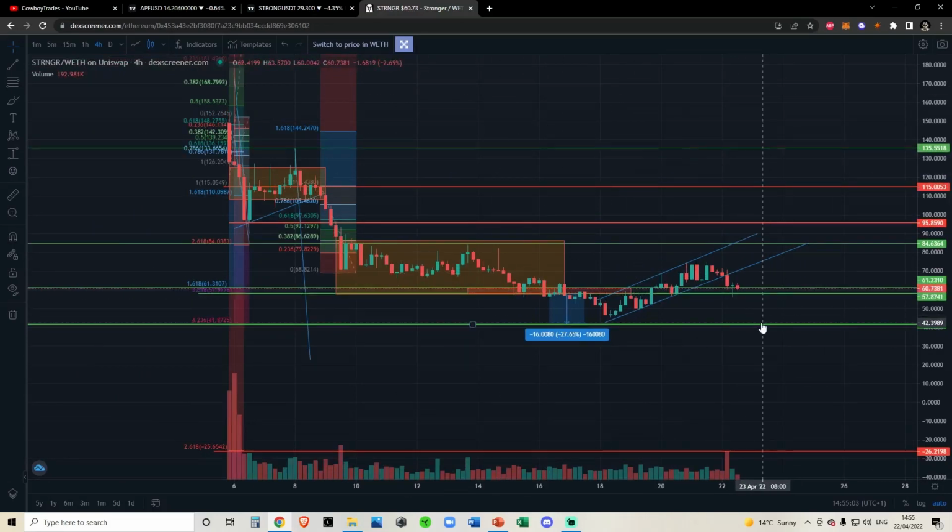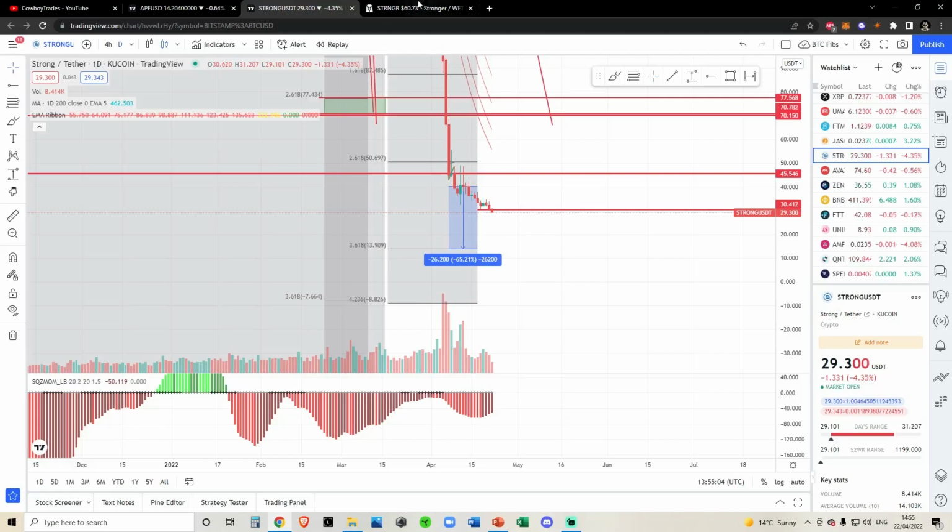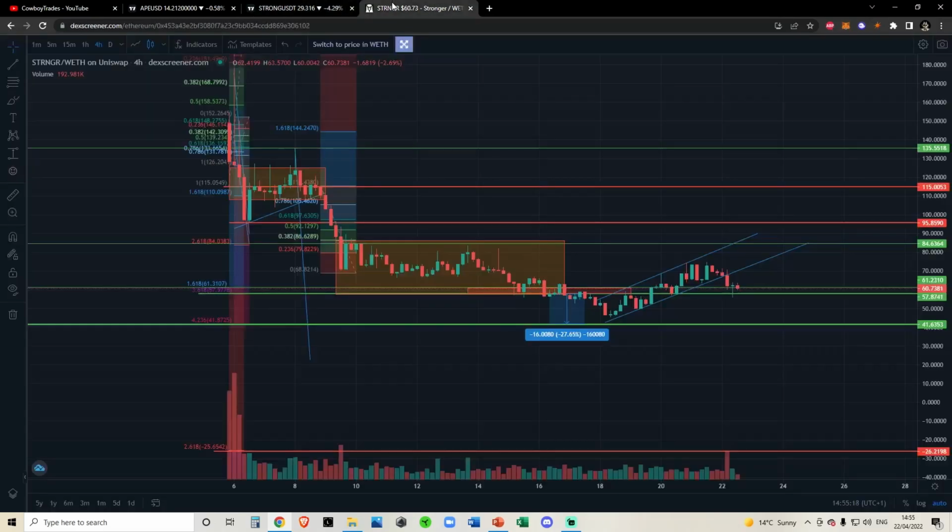Stronger, I think the bottom is near. Strong, I think the temporary local bottom is near at $14 before we have a huge relief rally, and then subsequently in the next couple of months I imagine it will be somewhere near 0. That is all I've got for Strong and Stronger.